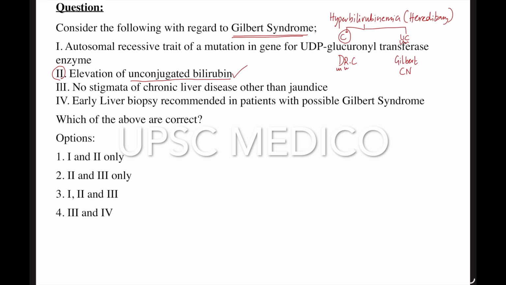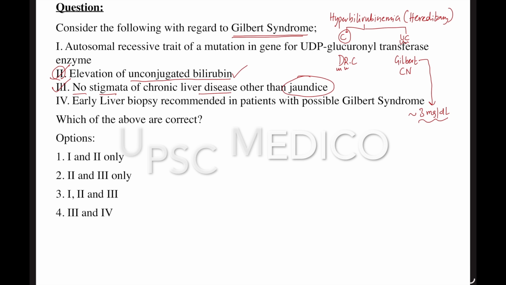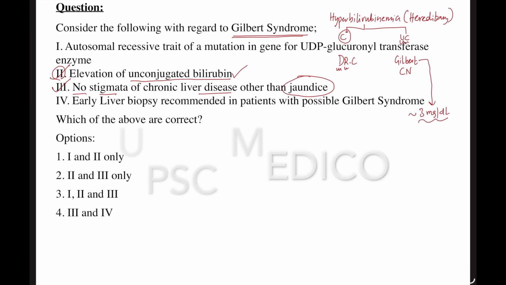Now, what is the peculiarity of Gilbert syndrome? Usually you will see minimal elevation of bilirubin levels, somewhere around 3 milligram per deciliter or so. There will be jaundice. That's it. Nothing else will be there. Only jaundice, so the patient will not have any other features, that means no stigmata of chronic liver disease. Just mild jaundice, unconjugated bilirubin. So both option 2 and 3 are right. Now, in these cases, because there is isolated elevation of bilirubin and no chronic liver disease, usually there is no need to do a biopsy at all. Hepatic histology is normal.